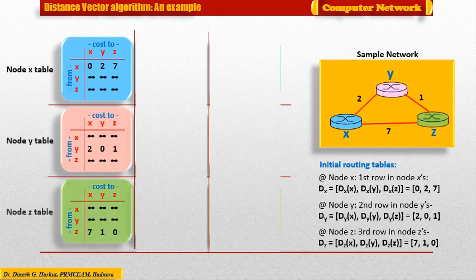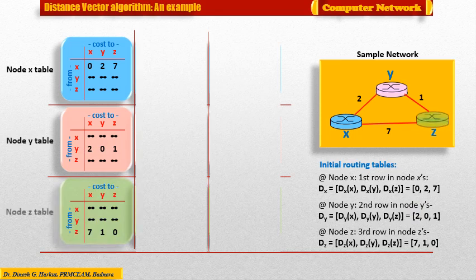Similarly, for node Y, as it has not received anything from node X and node Z, these two rows are initialized with infinity, and the initial distance vector of node Y itself is 201, that is dy of X, dy of Y, dy of Z. dy of X is 2, dy of Y is 0, and dy of Z is 1. That is 201 is the initial distance vector of node Y itself.